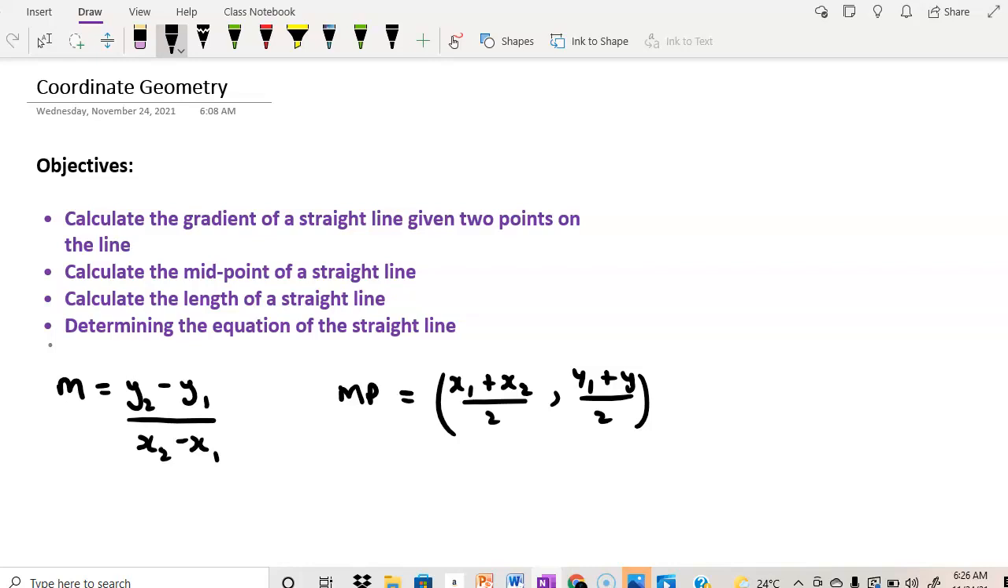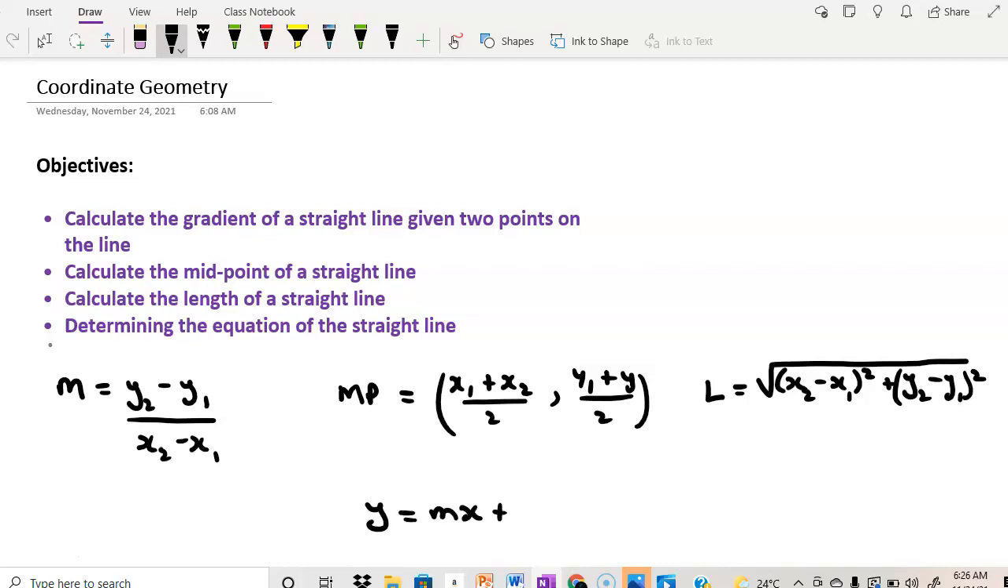Now our length, L for length, is the square root of x2 minus x1 squared plus y2 minus y1 squared. And it's that simple, guys. And finally, we use the equation of the straight line, that is the general form, to determine the equation of the straight line. So that is y is equal to mx plus c. Alright guys, it's that simple.